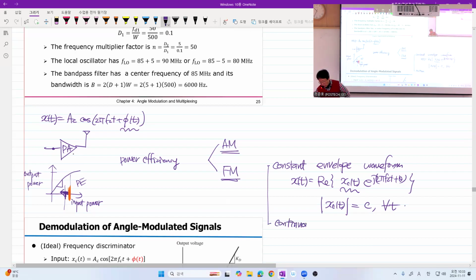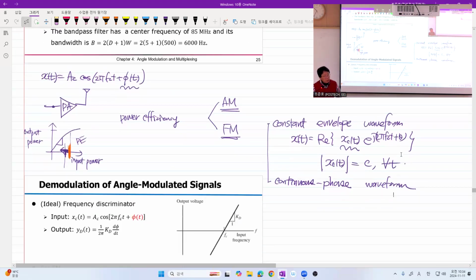Continuous phase, phase continuity. Suppose you have a cosine function whose phase angle abruptly changes. Then what will happen? As you've seen from the comparison between PM and FM, you may have something like this. Do you see? This is a sine part, and this is cosine and sine.